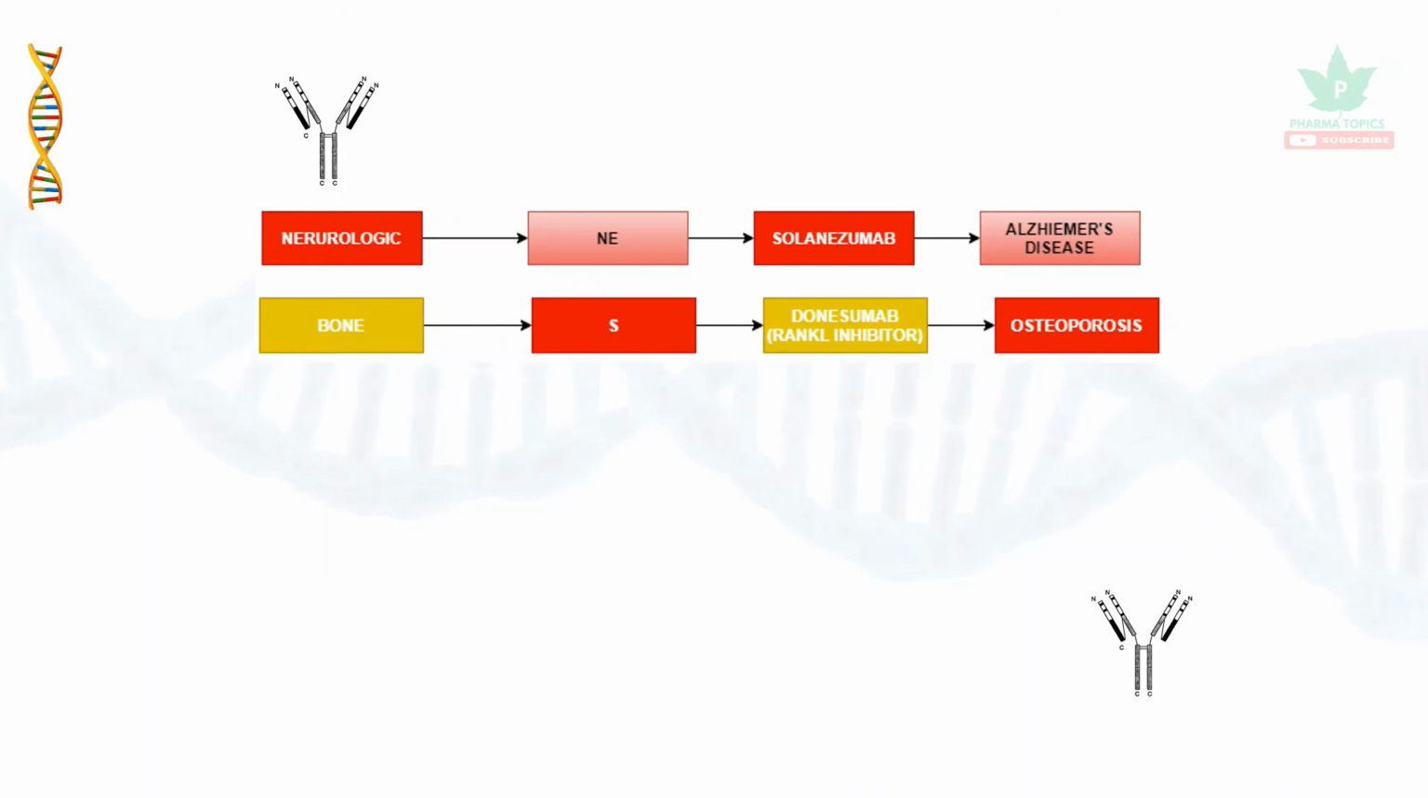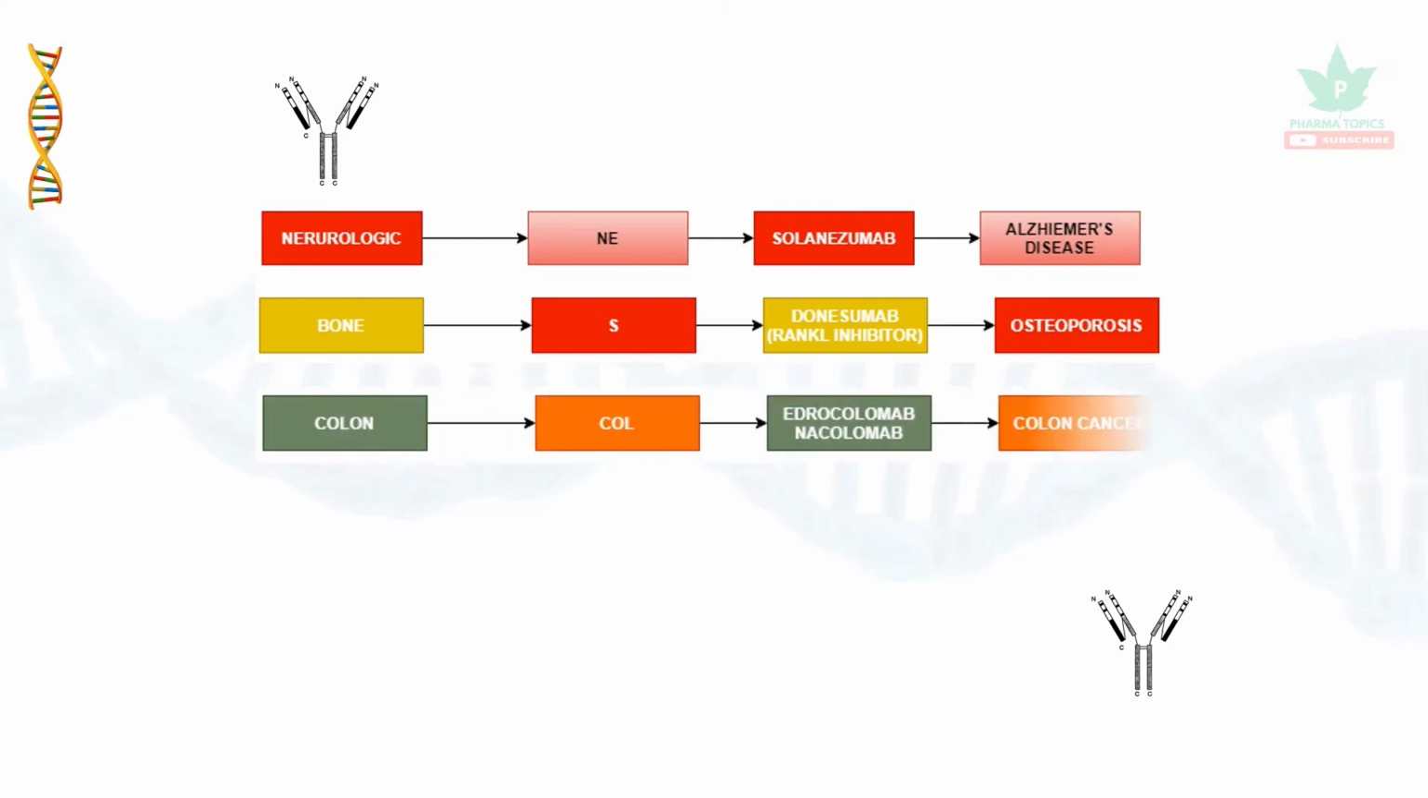The next is denosumab, which is a RANKL inhibitor given for treatment of osteoporosis, contains the letter S. Then for colon cancer, edrecolomab and nacolomab, containing COL, given for colon cancer.